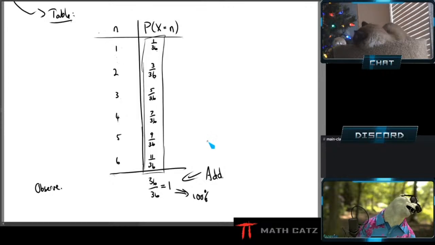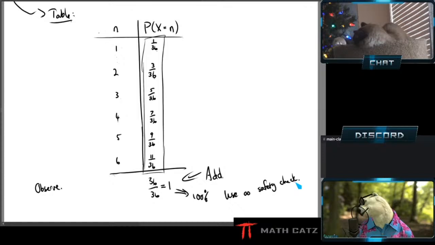Now, it's not a guarantee that if they do, I'm correct, but if they don't add up to 1, I did something wrong for sure. It could be that one of these probabilities is wrong. It could be that I didn't list everything, but at least I have a little bit of a check. Safety check. I can definitely use that.